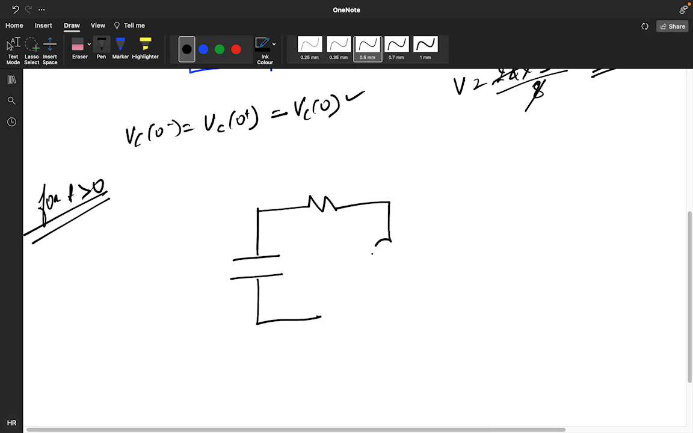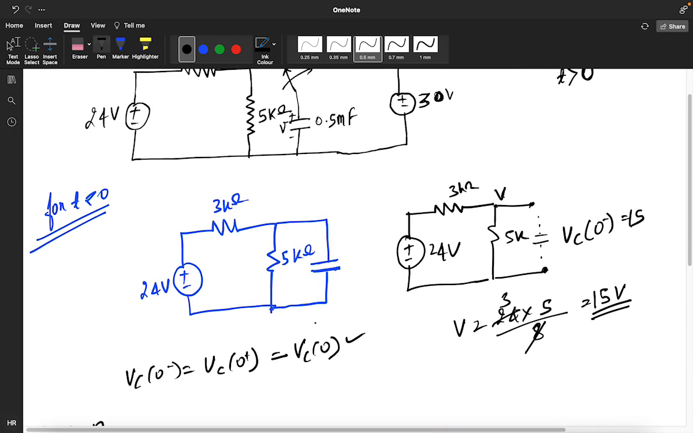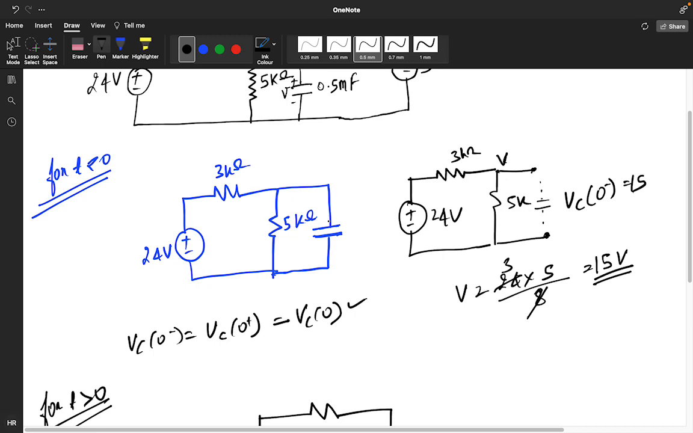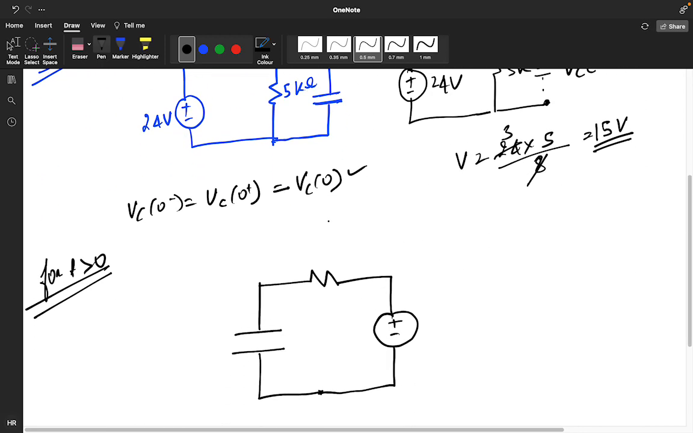This is one resistor, and I am getting one source of 30, and this is 4 kilo ohm. This particular is your 4 kilo ohm, and I had assumed the direction of the voltage is in this VC, and this is your 30. So in these questions, what will be the VC of infinite?